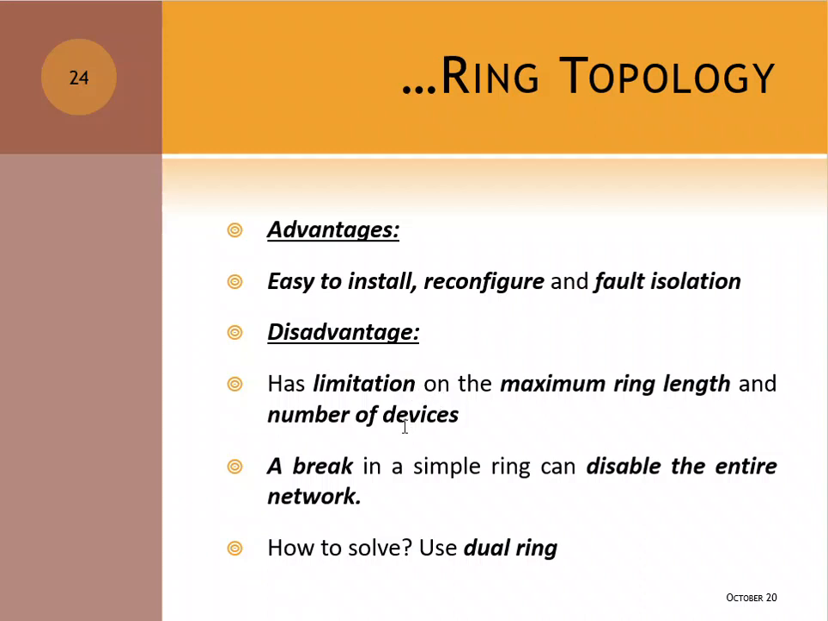This one is similar to the bus topology: limitation on the length and the number of devices. Another disadvantage of ring topology: a break in a simple ring can disable the entire network. Why? Because the signal is passed along the ring, so if there is a break inside the ring, of course it will disable the entire network. One way to solve this is to use a dual ring. But of course, when we use a dual ring, the cost will also increase.